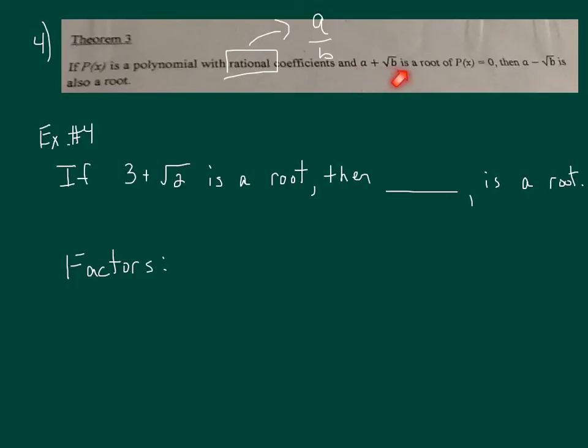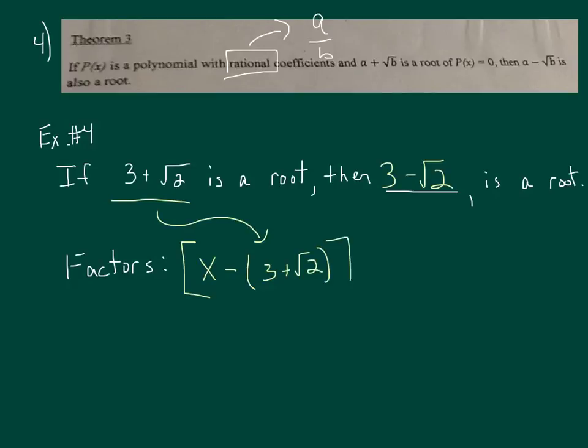And if a plus root b is a root, then a minus root b is also a root. So for instance, if 3 plus root 2 is a root, then 3 minus root 2 is also a root. Here's what the factors would look like. They're kind of crazy because the factors are binomials. Anyway, x minus (3 plus root 2), and x minus (3 minus root 2). That's what the factors would look like.